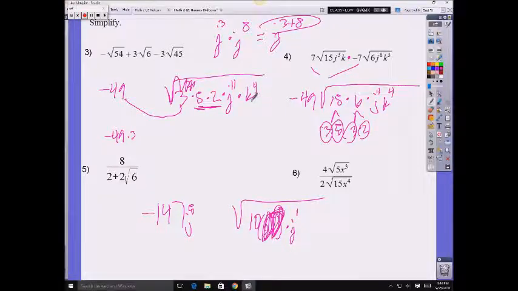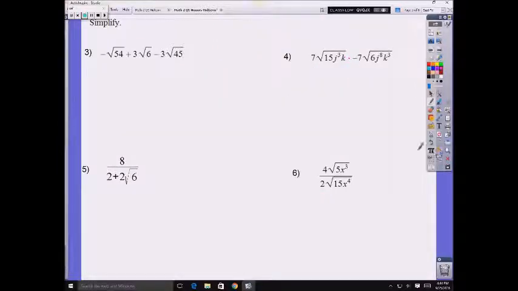K to the 4, that is 2 squares. 2 squares is a power of 4. So this square root kills that square, kills that square. So on the outside, I've got k squared. And on the inside, all I have is a 10 and a j. And that's it. Number 5.